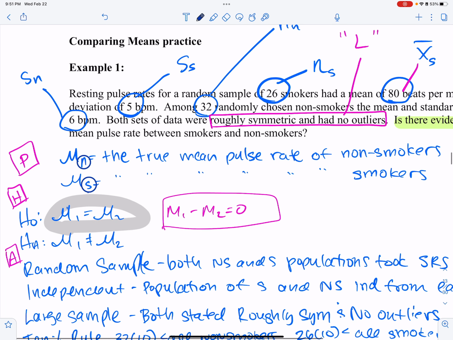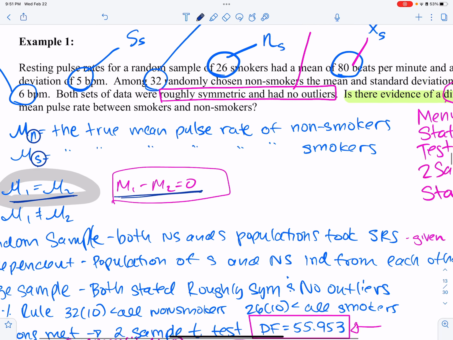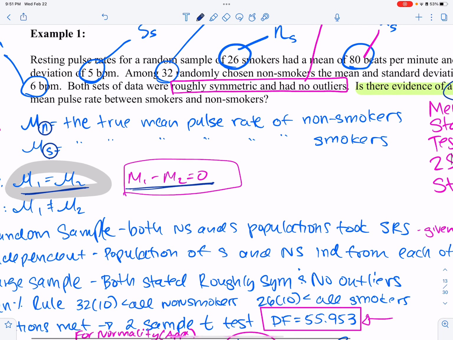Okay, so my H0 is going to be mu1 equals mu2. That's the way my H0 is always, or you can have mu1 minus mu2 is equal to 0. Either one is acceptable. My HA is not equal to, because we looked at here, this said difference.